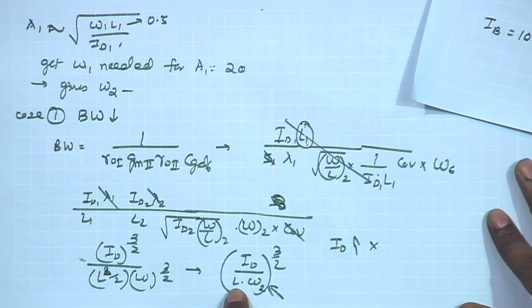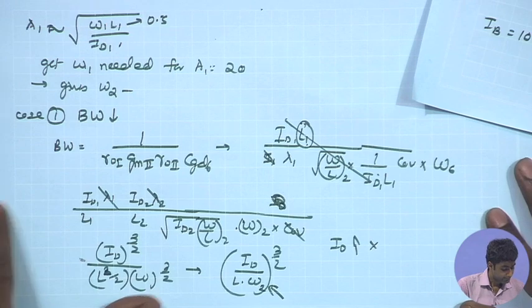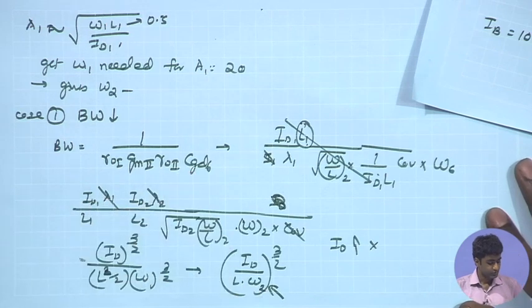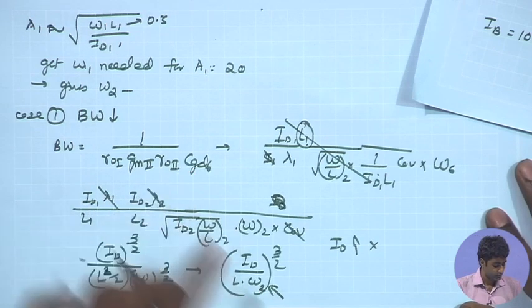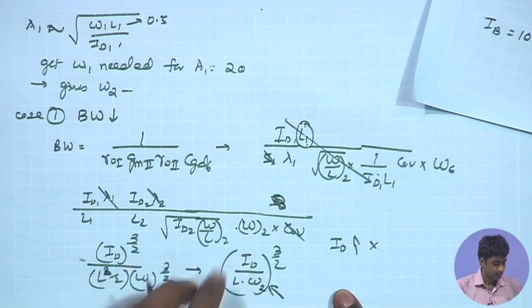Second option may be that you can increase the L and W2. If I reduce the W2, that is another option. So for a given L, if I am reducing the W2 while I am increasing the ID by the same factor, that can be one option.